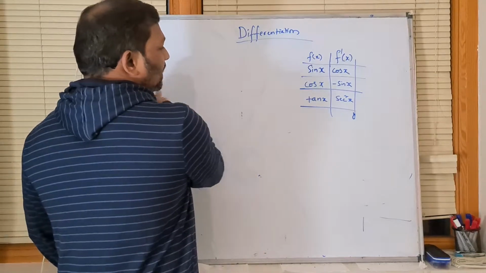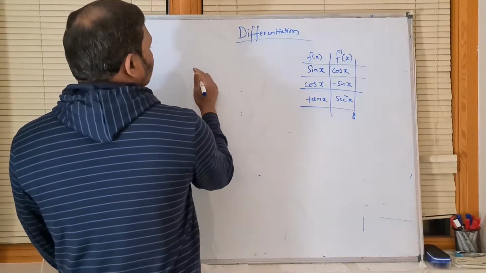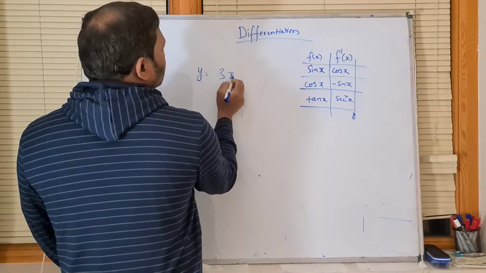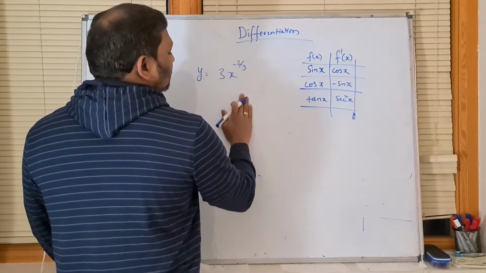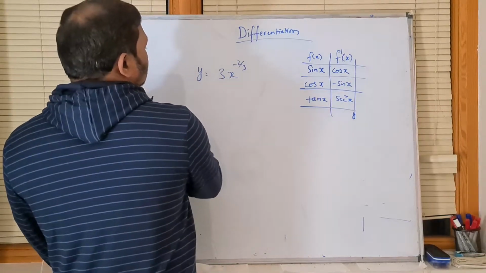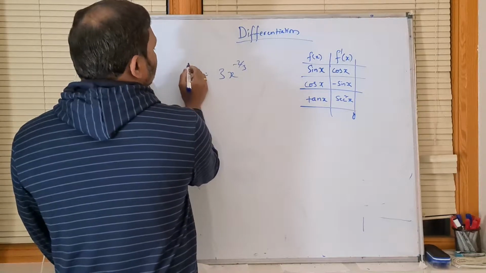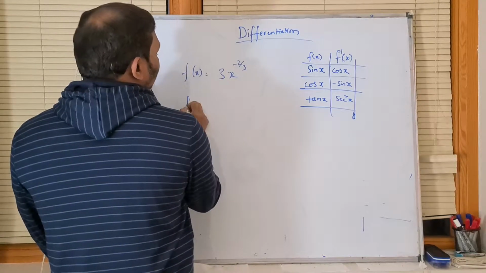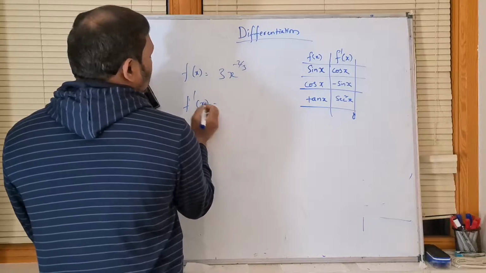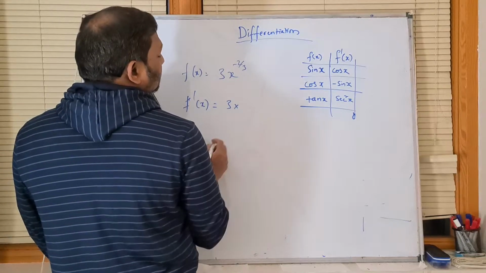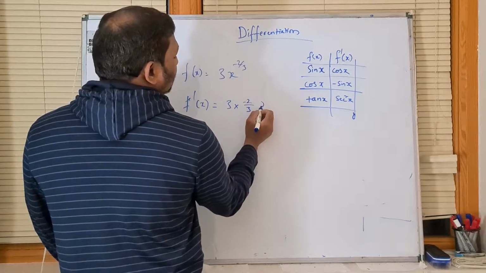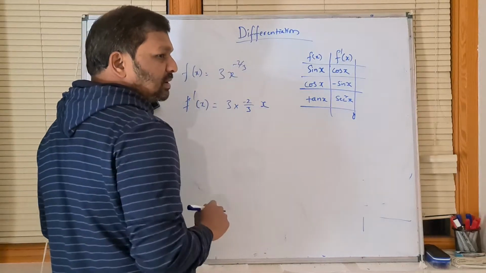Okay, so let's quickly recap some of yesterday's problems. For example, y is equal to 3x to the power of minus 2 by 3. What is the differentiation of it? I'll put it as f of x. f dash x is going to be 3 times minus 2 by 3, times x, where the power is reduced by 1.